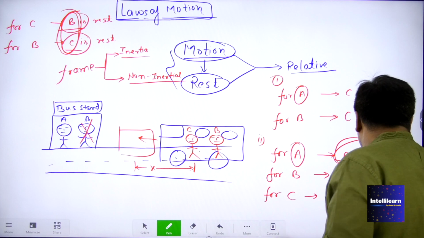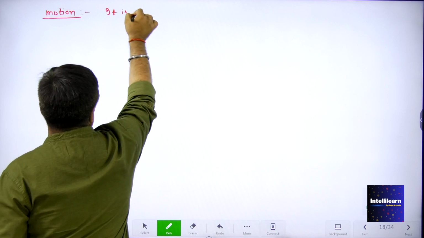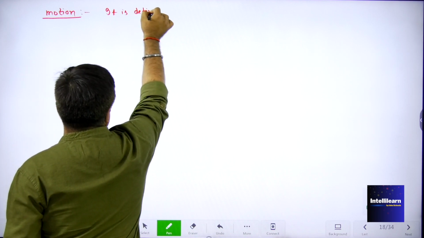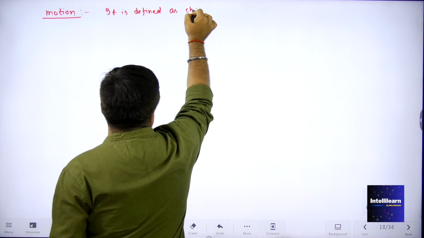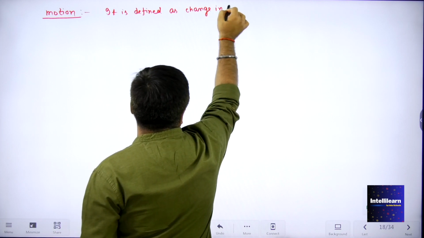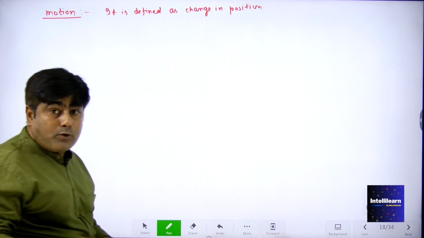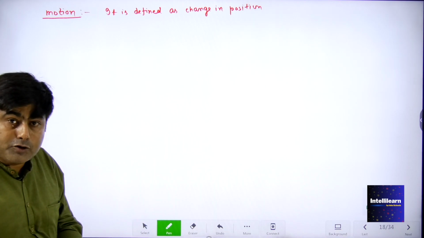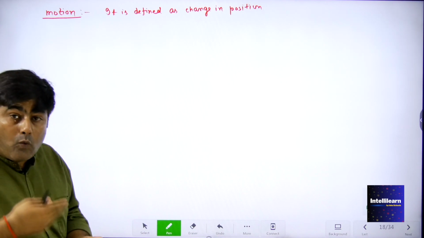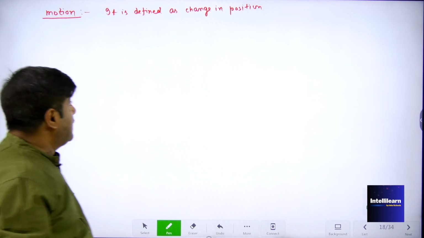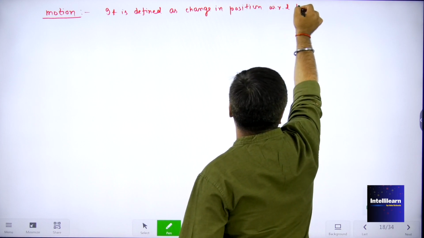So first thing, motion is defined as the change in position. And when position was changing, time was also changing. Yes, time is also always unilaterally moving. Time is always moving in one straight direction. Time can never go backward. So it is defined as change in position with respect to time.